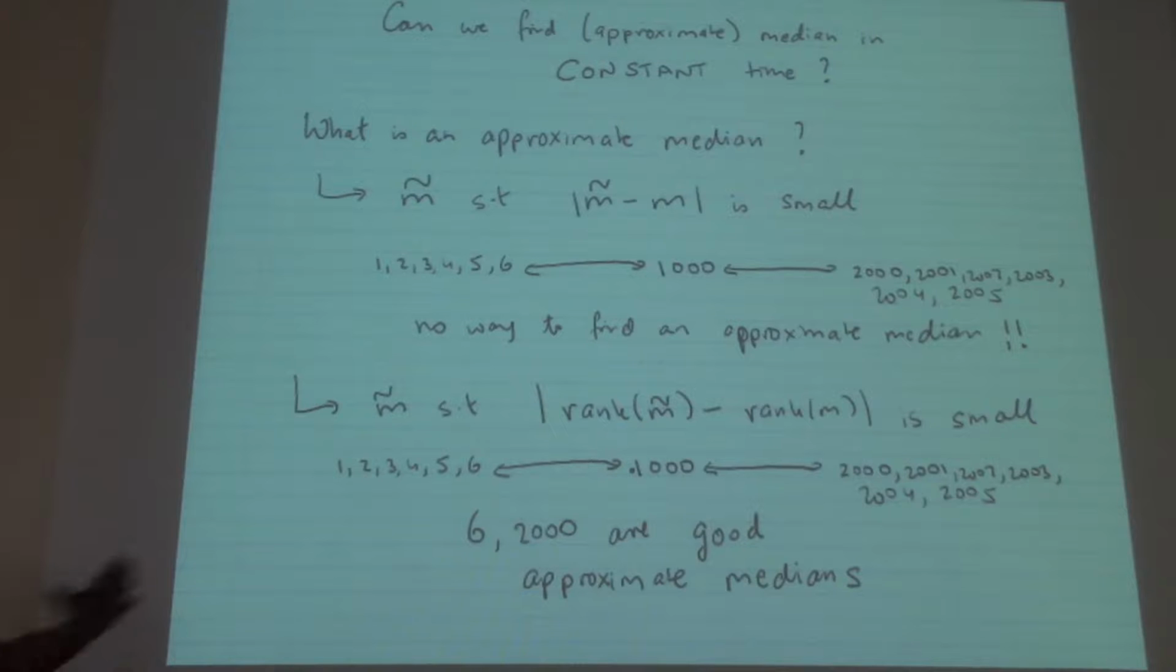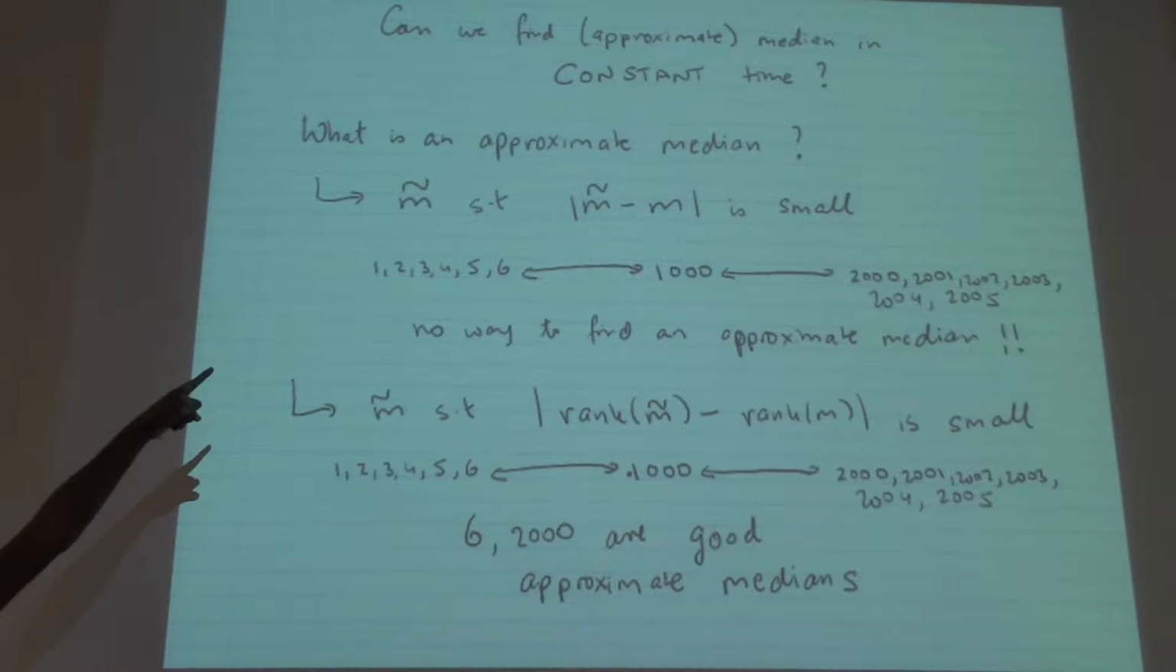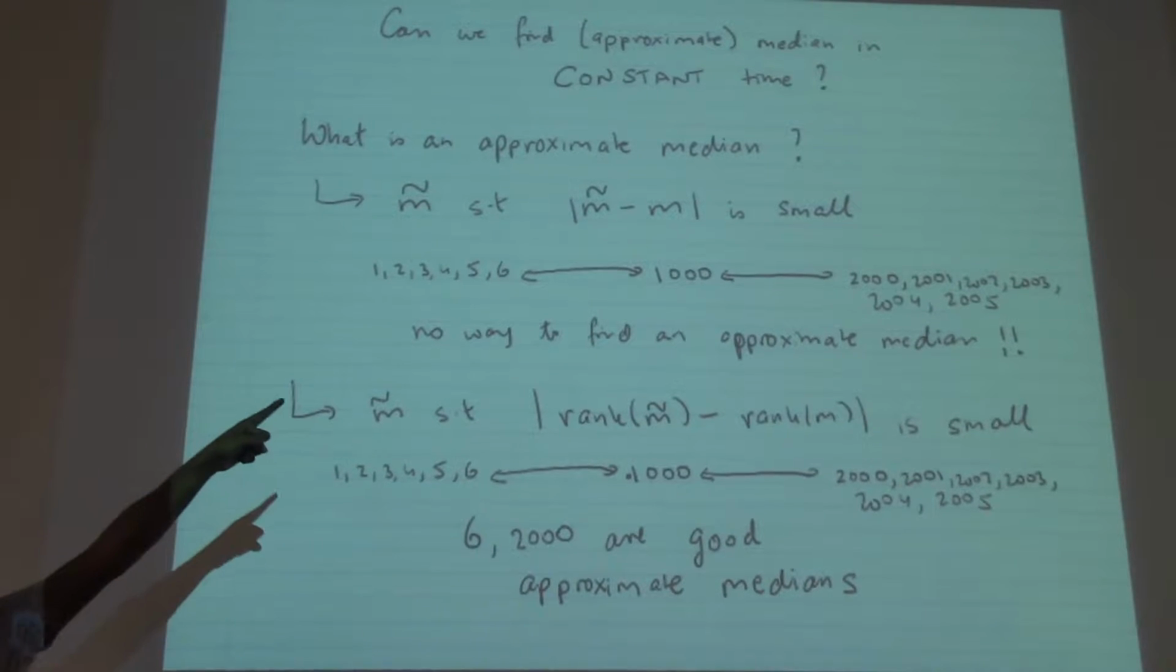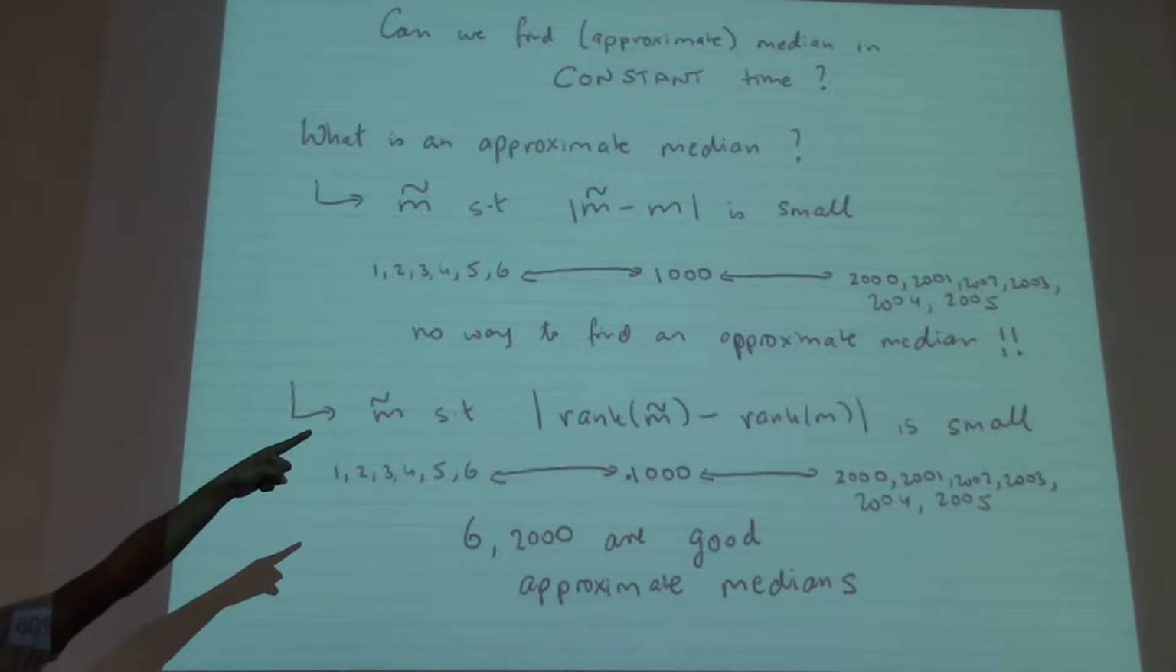And of course, I just chose these numbers. I could make them even worse. I could set the small numbers down to minus infinity, the large numbers up to plus infinity. I can make this difference arbitrarily bad. In other words, what I have shown to you is that finding a median whose value is close to the true median is the same problem as finding the median itself.